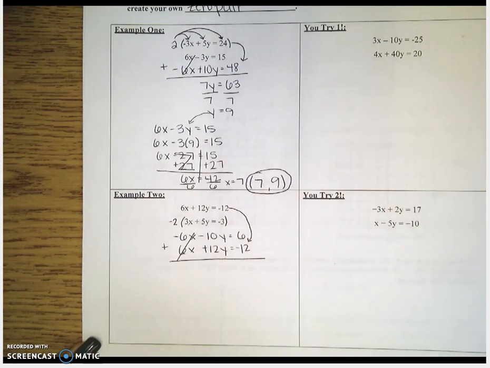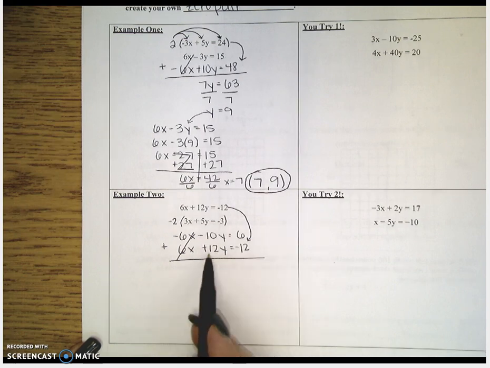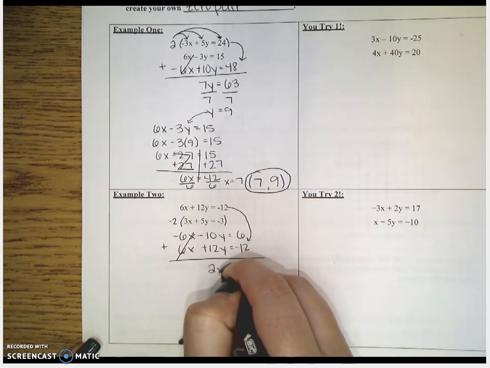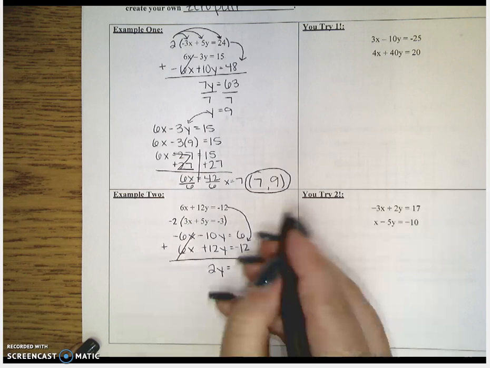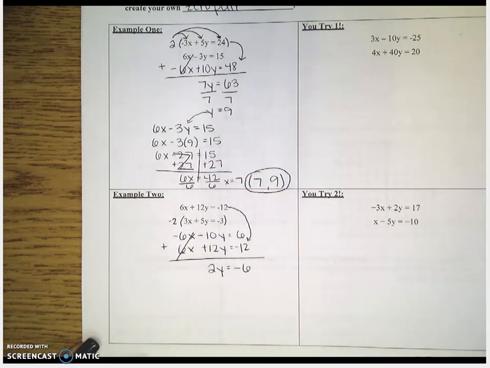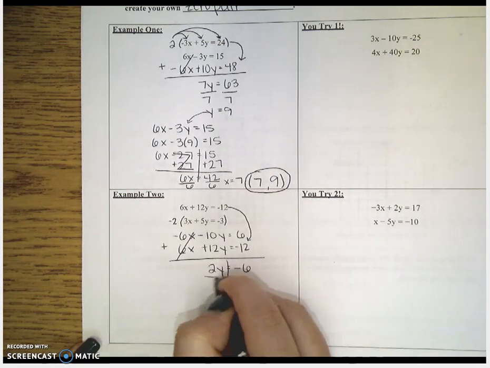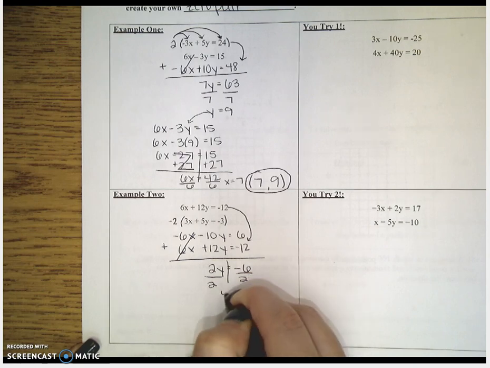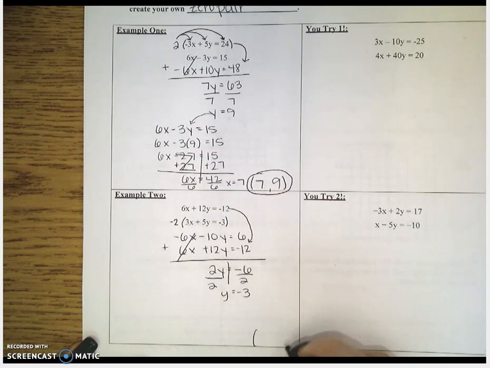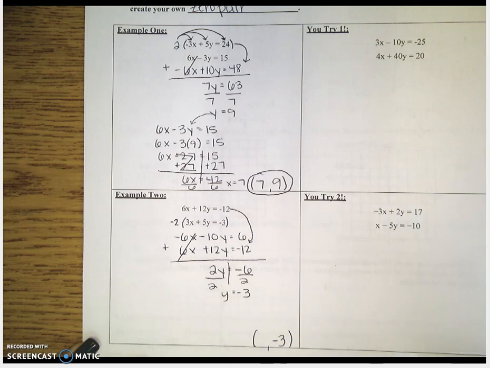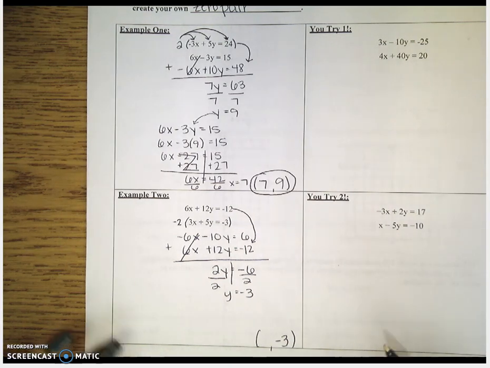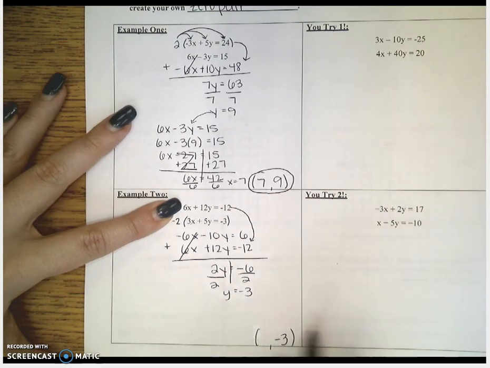6x and negative 6x cancel out. Negative 10y and positive 12y is 2y equals 6 plus negative 12, which is negative 6. Need to get y by itself, so I'm going to divide both sides by 2. Y equals negative 3. So I plug in negative 3 for y, and now I have to figure out what x equals. I'm going to take my top equation.